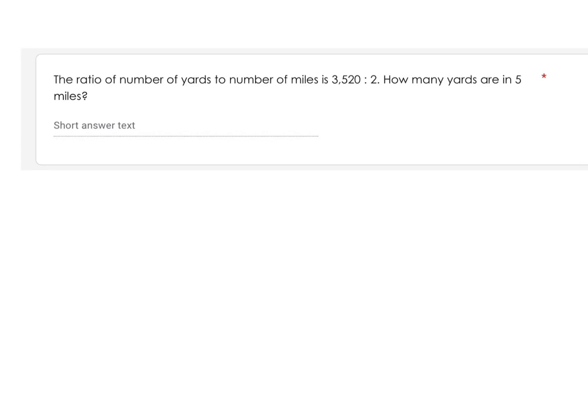The ratio of the number of yards to number of miles is 3,520 to 2. I'm going to start by writing that as a fraction because I like the way ratios look as fractions better. And I'm going to label them. So it has to go in order. If it said yards to miles, that means this is yards and this is miles. So in 2 miles, there's 3,520 yards.